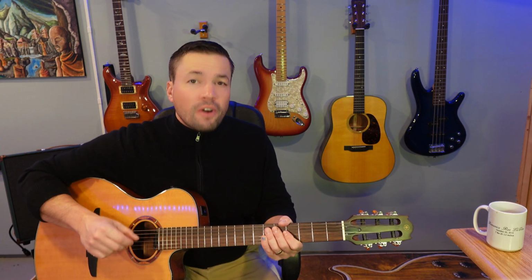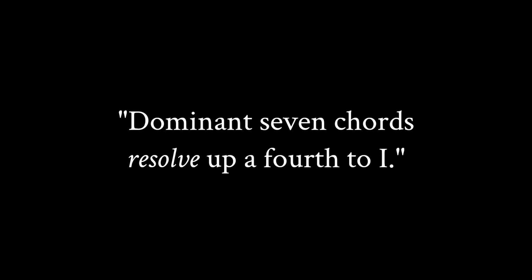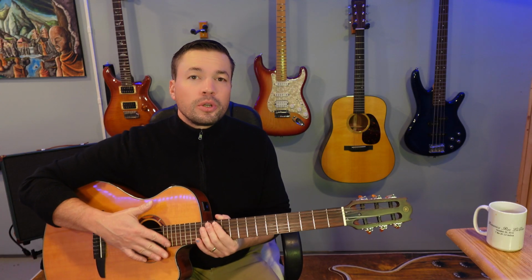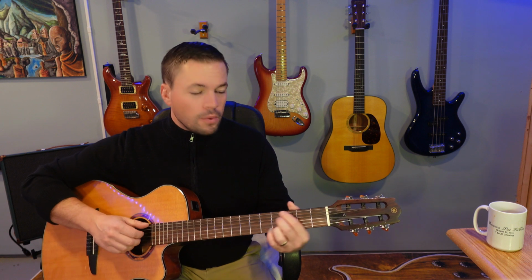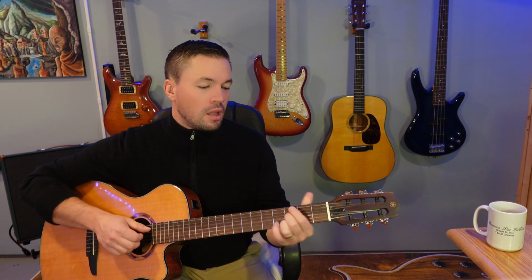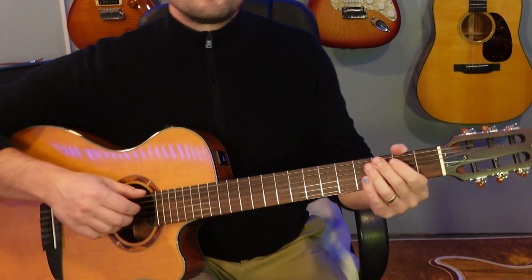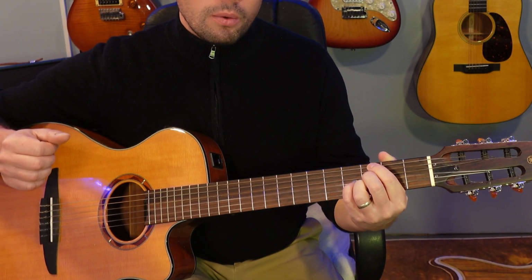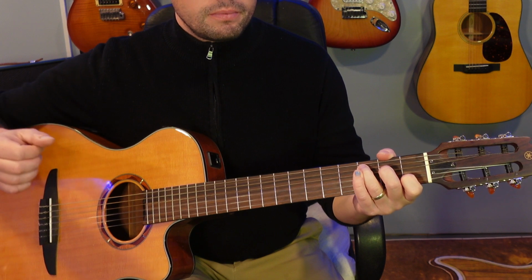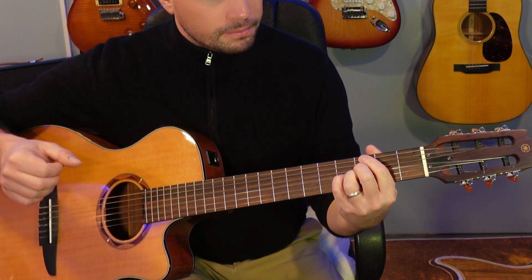In addition to always functioning as 5, dominant 7 chords resolve up a 4th to 1. That term resolution, one of my favorite music theory terms, because a 5-7 chord moving to its 1 sounds like a resolution. Let's look at why. Here's a G7 chord resolving to C major. 5, 1.